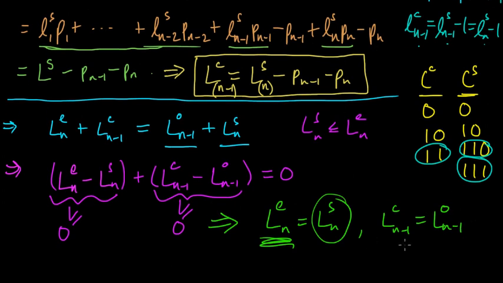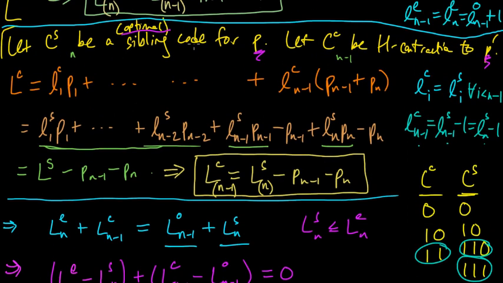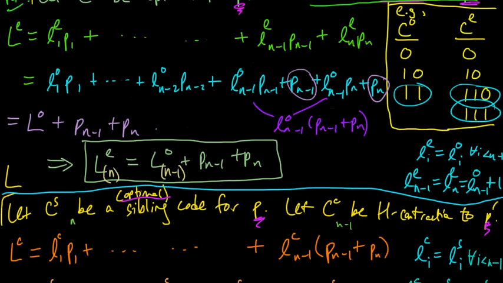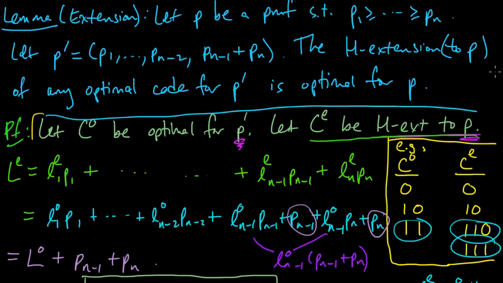So this proves it, and in the course of doing it, we also got this other side result. We got this bonus result that the contraction, here we had a sibling code, we took just some sibling code for P, and we also saw that its contraction, the Huffman contraction to P prime, is also optimal. That's interesting too. But the one we really care about is this one, that the Huffman extension to P of any optimal code for P prime is optimal for P.